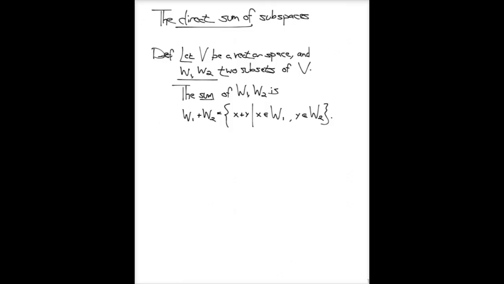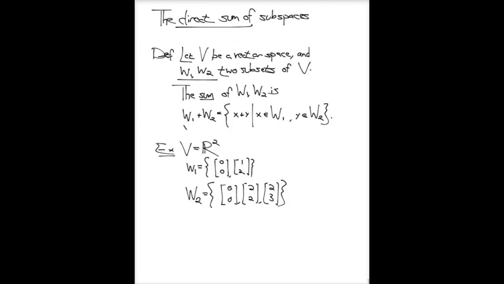It is the set of all elements of the form x plus y, where x is in W1 and y is in W2. So essentially we're just taking all possible sums where we choose the first element to be in this subset, and the second element to be in this subset.